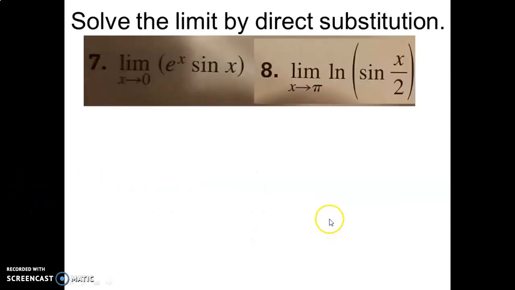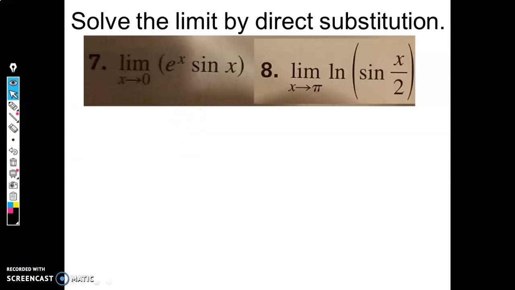All right, so here's a couple examples of solving limits by direct substitution. So when you're solving a limit by direct substitution, well, you're simply substituting, okay? And there isn't going to be like a whole vertical asymptote if you can solve a limit by direct substitution. So let's show you what this would look like then.